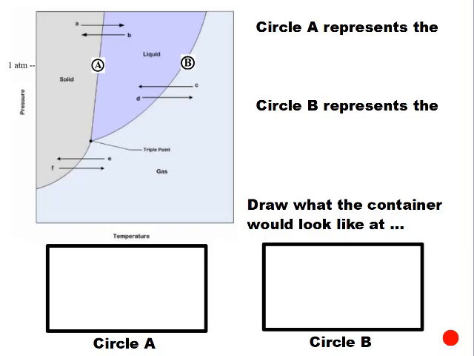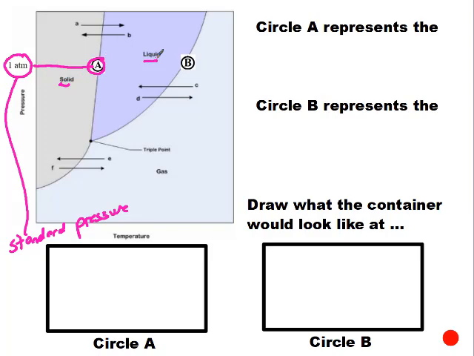The last thing you need to recognize on the phase diagram is that on your diagram we have 1 atm. 1 atm is what we refer to as standard pressure. At standard pressure, if we follow that over, we get to point A. Point A is between solid and liquid. So at point A, we have melting occurring, but because it's at standard pressure, we refer to circle A as the normal melting point.